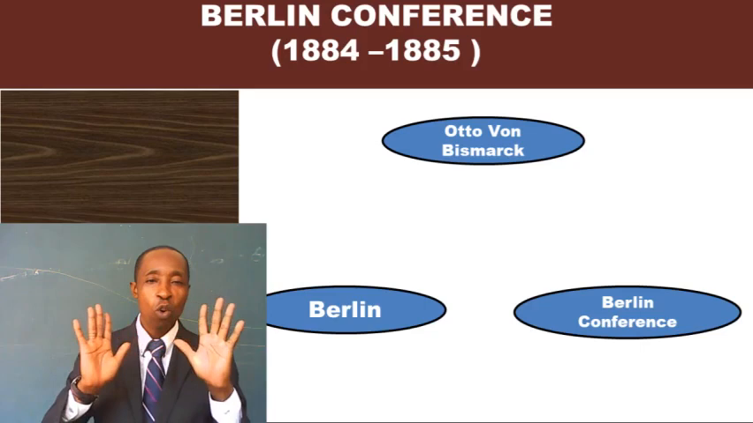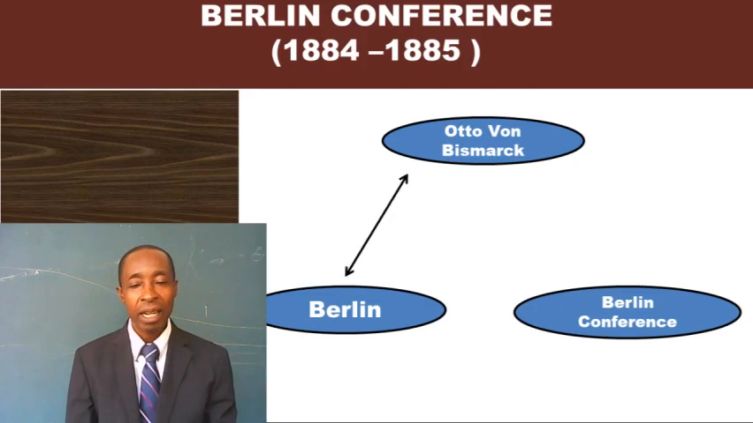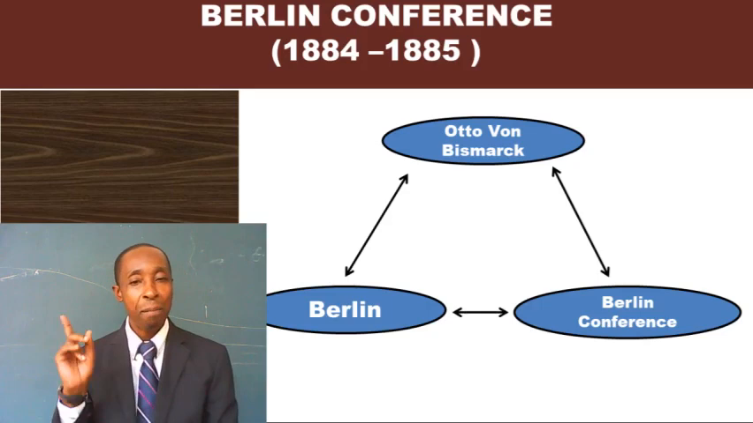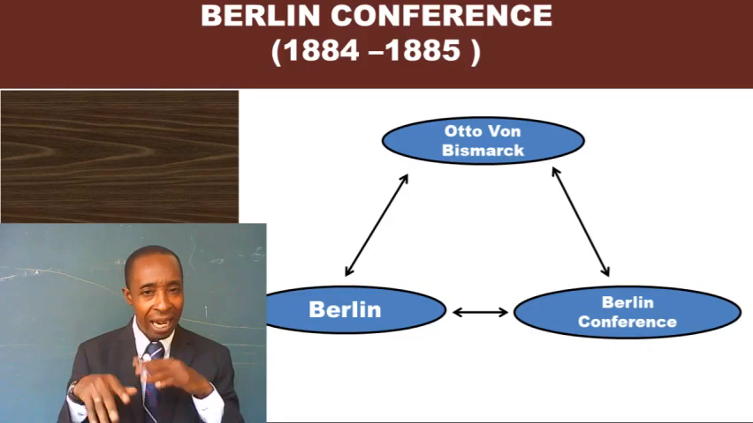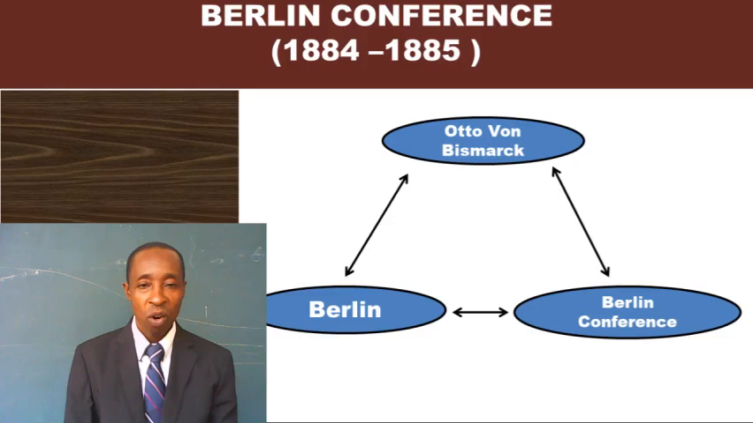Our first arrow here, there is a double arrow. We're having Otto von Bismarck linked to Berlin. Remember, I've said, I'm not referring to the Berlin Conference, I mean Berlin as a city. Another arrow here is that arrow there. We're having Otto von Bismarck linked to Berlin Conference. The other arrow here is that one, where Berlin, the place, is linked to Berlin Conference. So we want to have a play in there. For instance, where was the Berlin Conference organized? It was organized in Berlin.